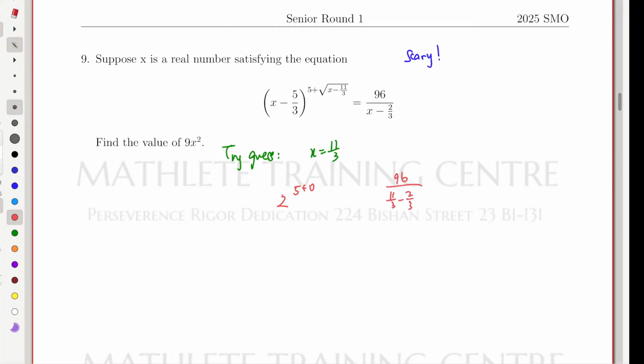That's equal to 96 divided by 3. That's 32. So actually, both sides are equal to 32. So this is correct. Right, so suddenly your first guess is correct.